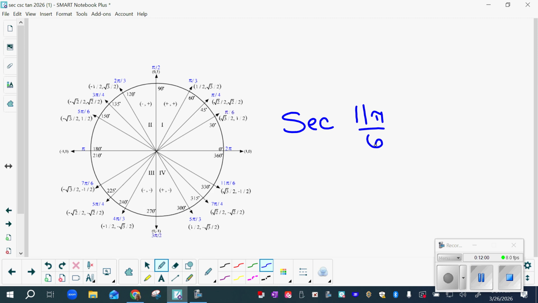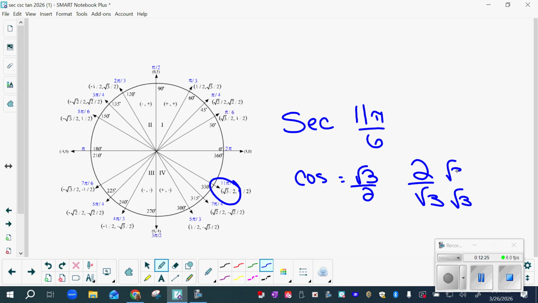2 root 3 over 3. You get 2 root 3 over 3? That's what I did. I did that too. So I took this guy. So cosine. That's the normal one. Here's the flipped one. Ew, I got to do this action.